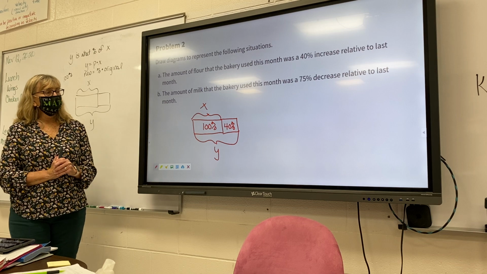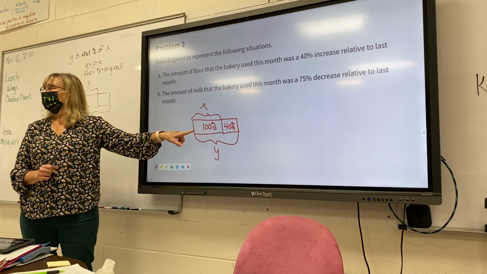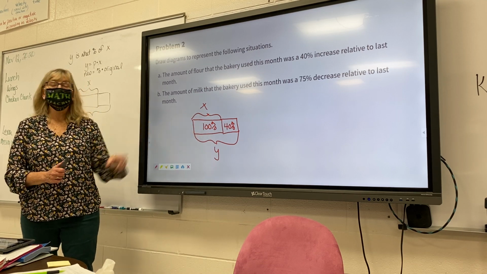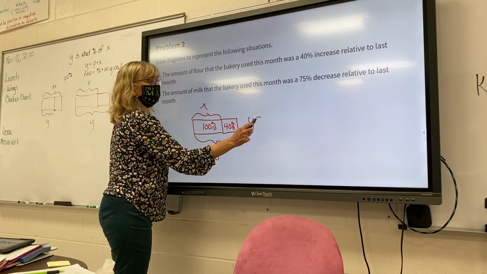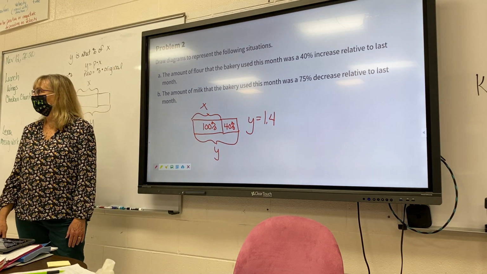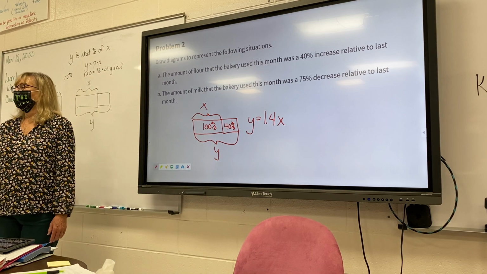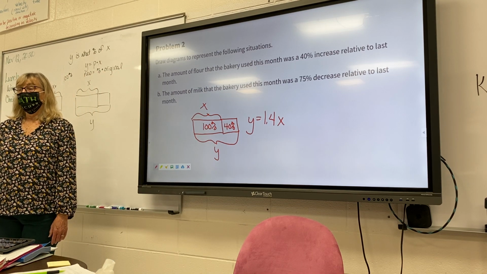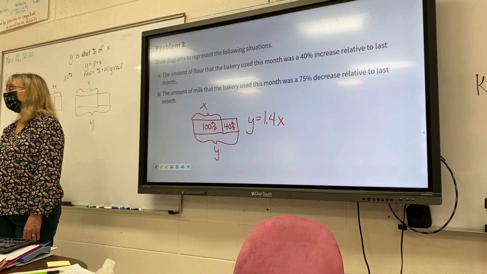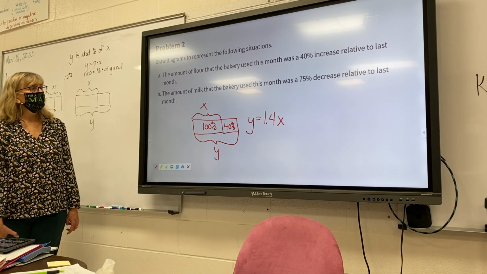If we were asked to write the equation, Y is what percent? 140% of X. 140% written as a decimal is 1.4. Of means to multiply by X. There's our equation. Is that in the form of Y equals KX? Are these proportional? Okay. Questions on that? All right, let's look at B.